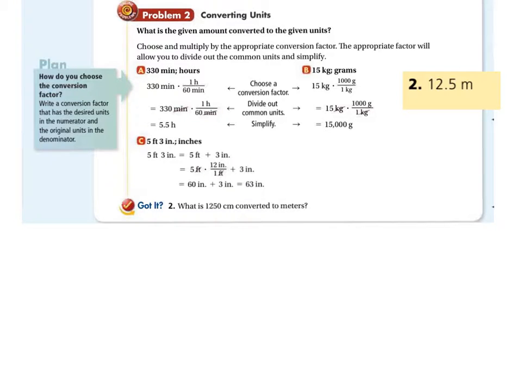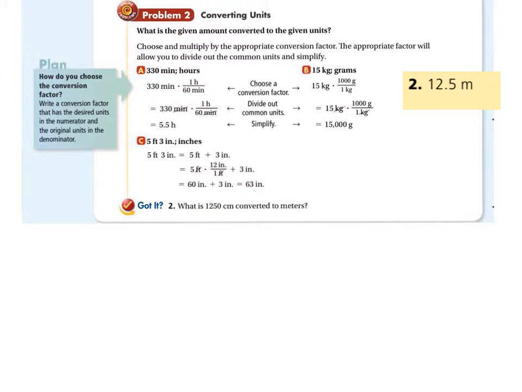Alrighty, so let's get started on this. It says, what is the given amount converted in the given units? Choose and multiply by the appropriate conversion factor. The appropriate factor will allow you to divide out the common units and simplify. So this is that whole unit analysis piece.